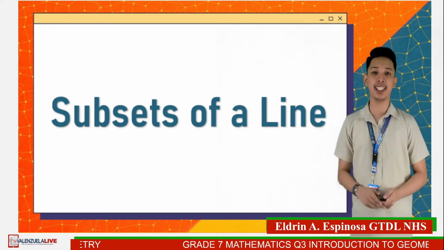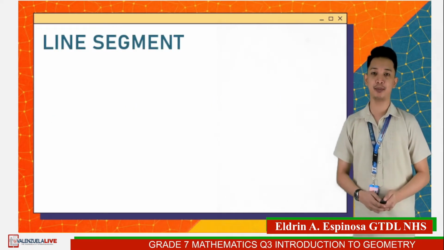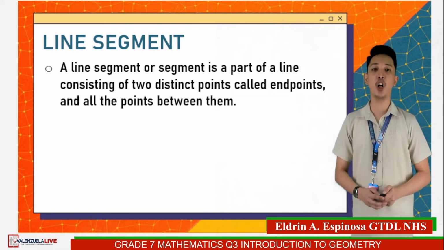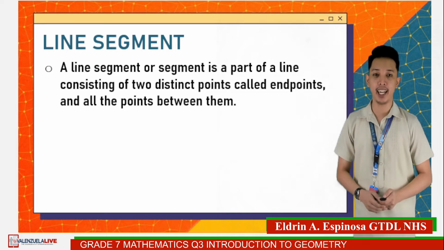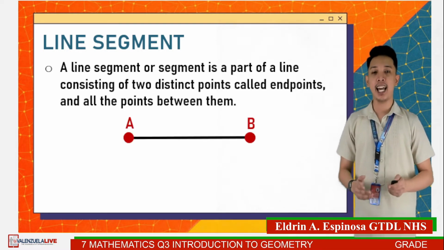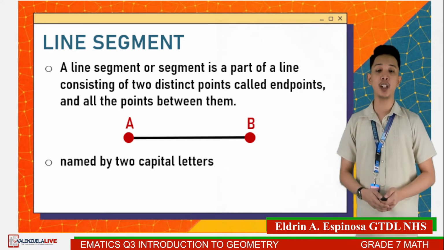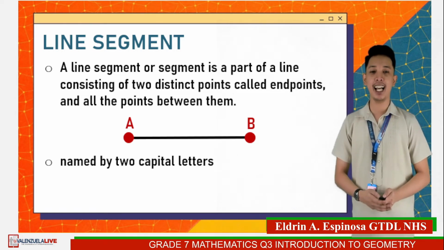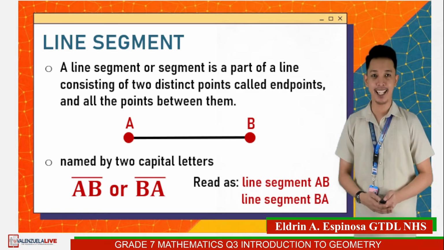There are two subsets of a line. The first one is the line segment. A line segment or segment is a part of a line consisting of two distinct points called endpoints and all the points between them. A line segment can be named by two capital letters with a bar over the top. In this figure, we can name it as line segment AB or line segment BA.